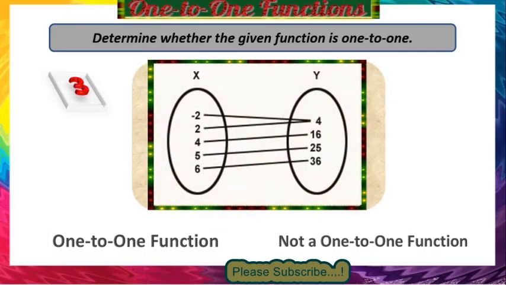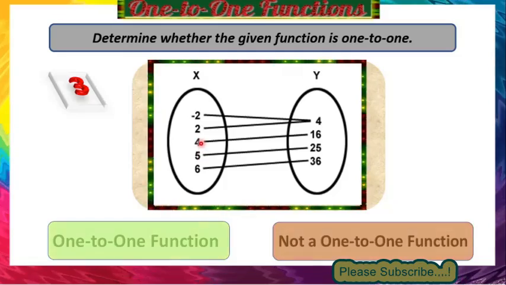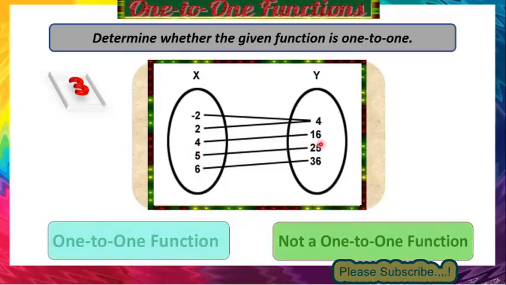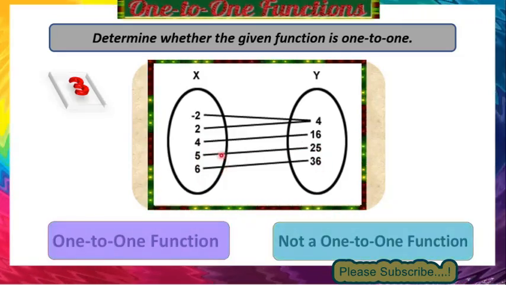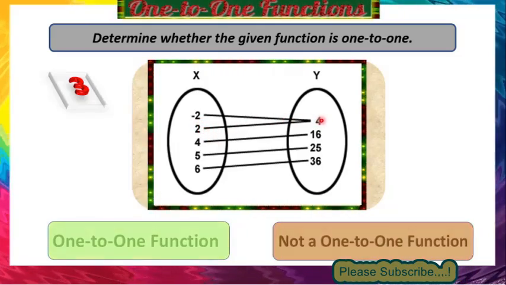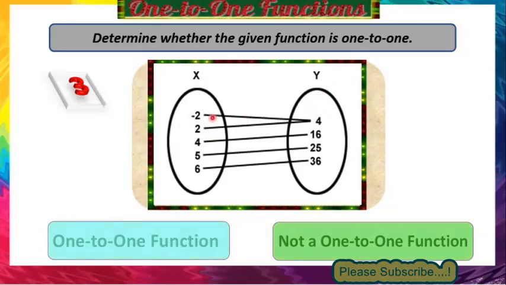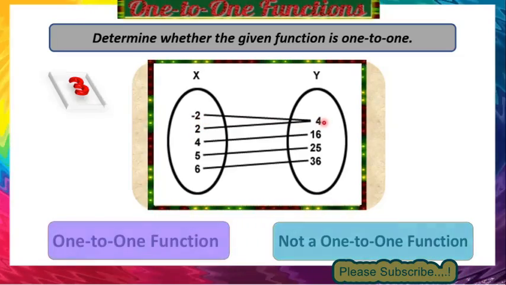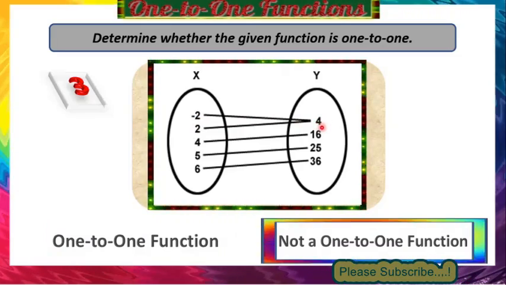The second one, now let us inspect. All of these, 4, 5, and 6, are paired to the y values 16, 25, and 36 respectively. But negative 2 and 2 are paired to 4 for y. So in this case, you have two values of x paired to one value of y. So this is not a one-to-one function.